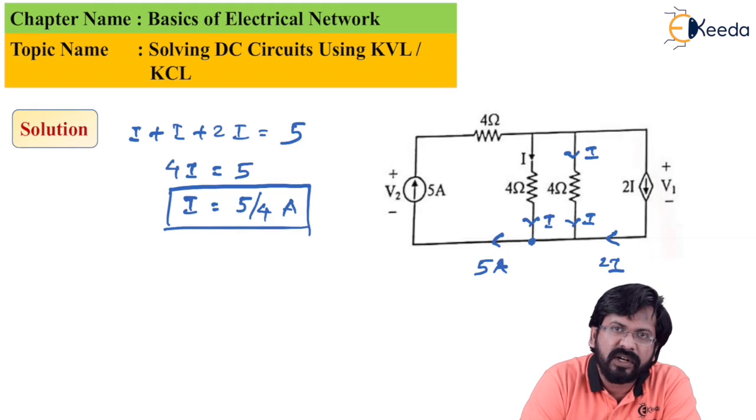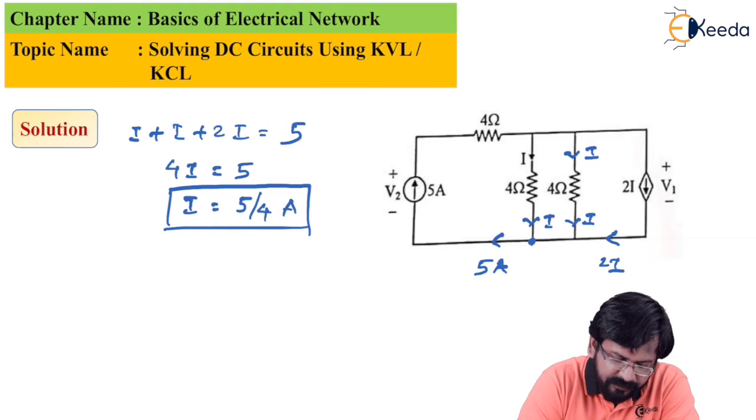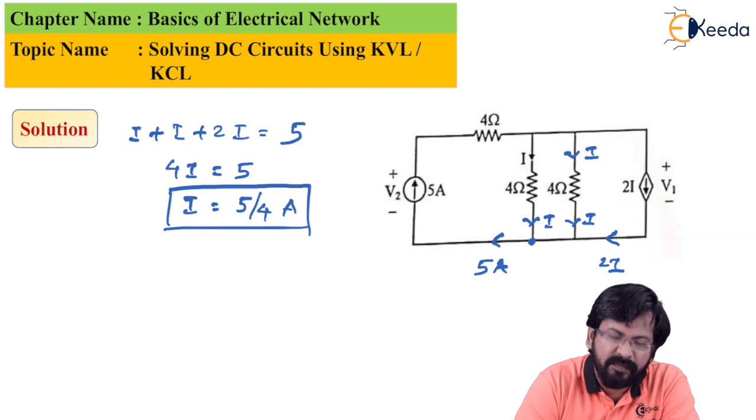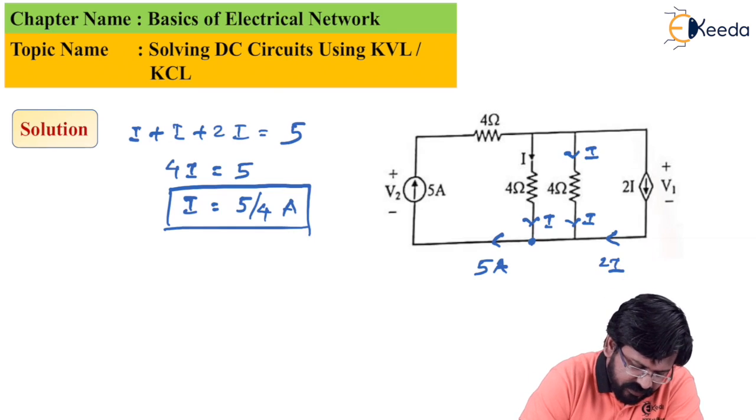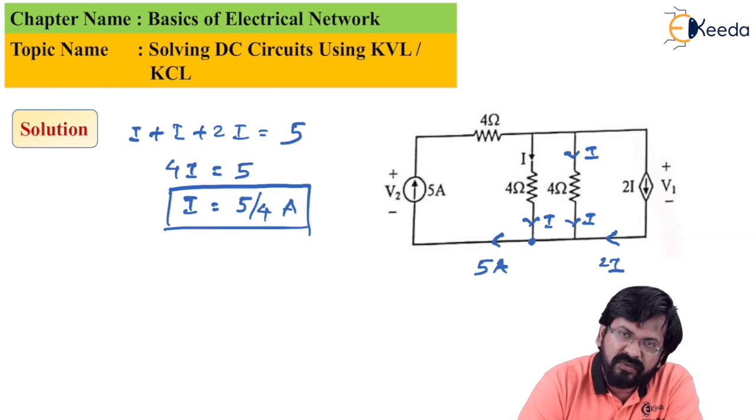So what we have got finally is the current I. The reason why I could assume the similar current through the other 4 ohms is because both the resistors are connected in parallel having the same value. So once we have the value of I, let us see what we can do to get the value of V1 and V2.